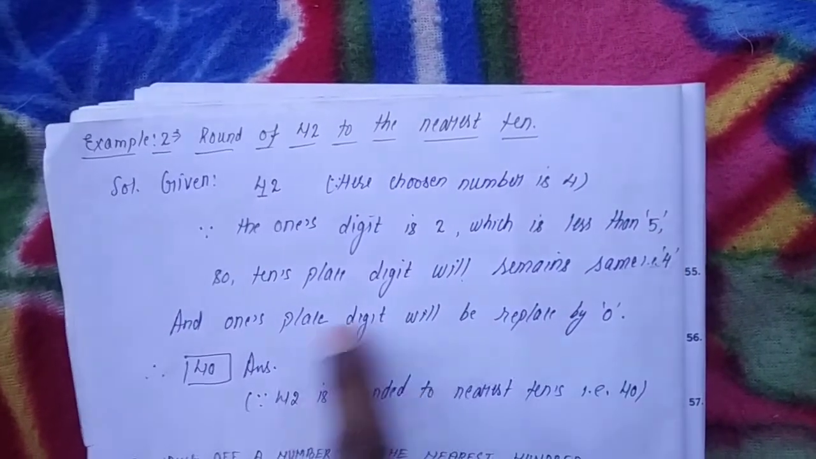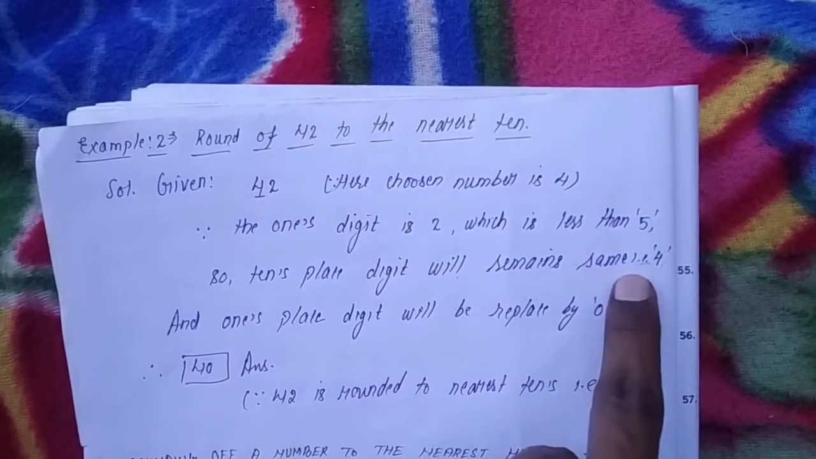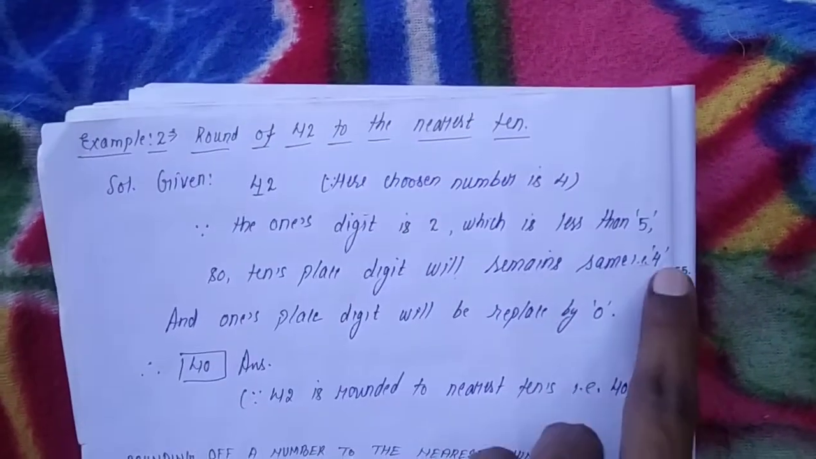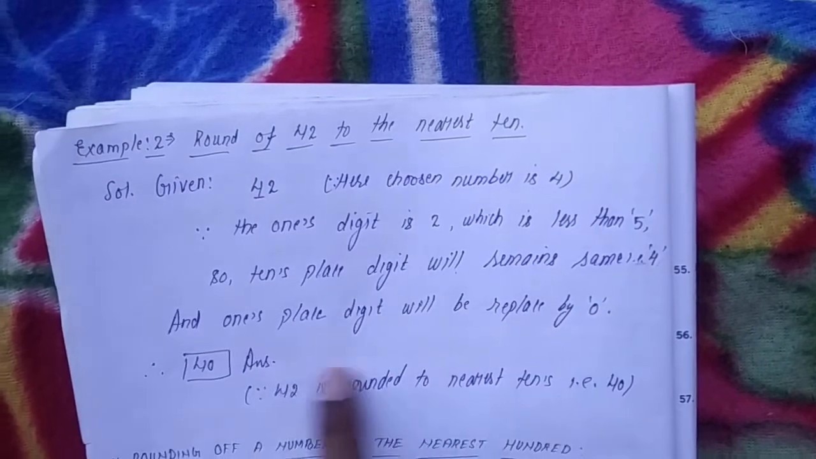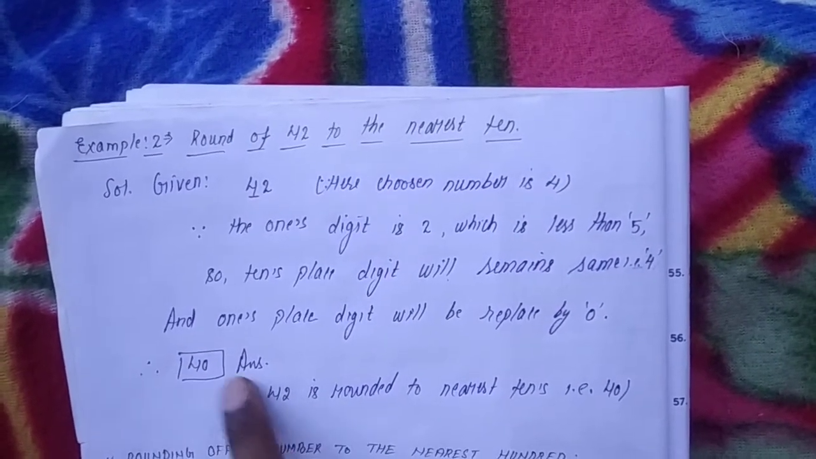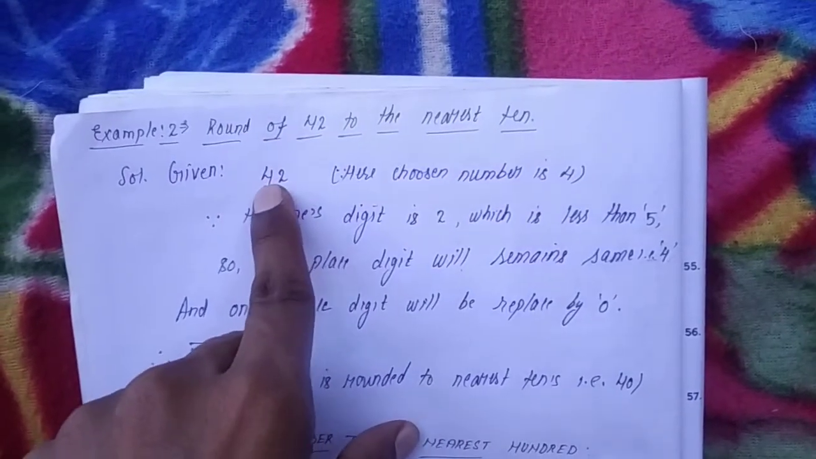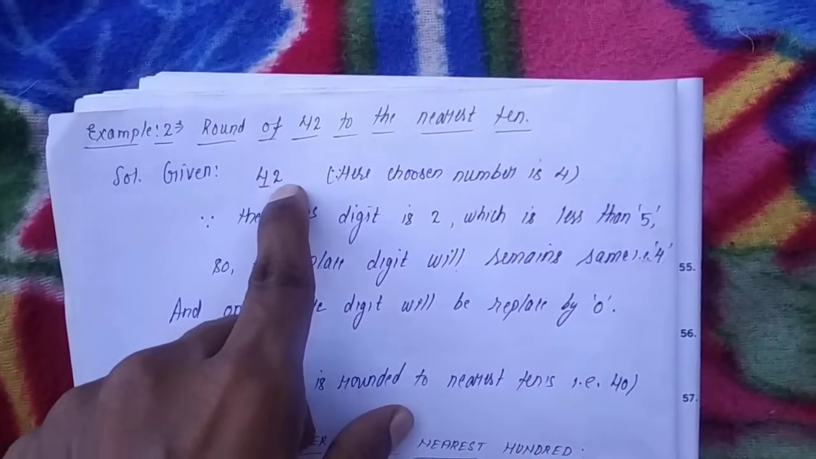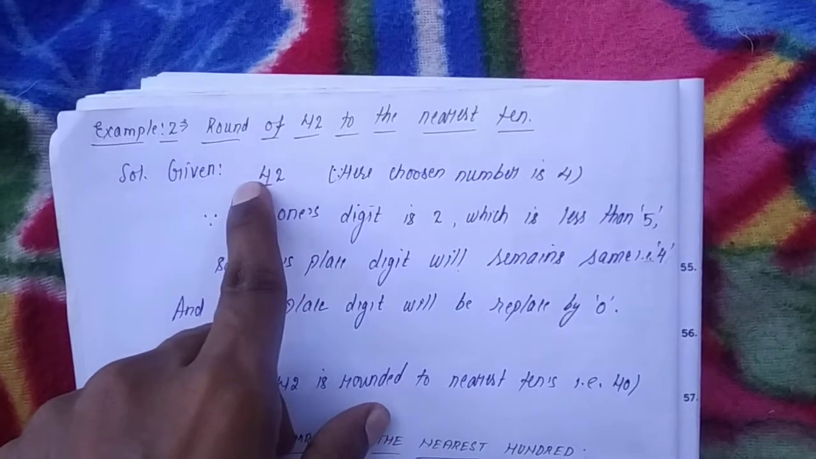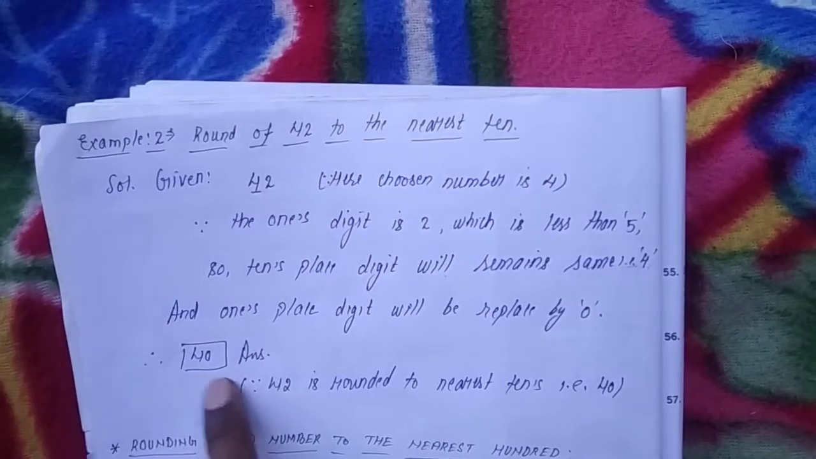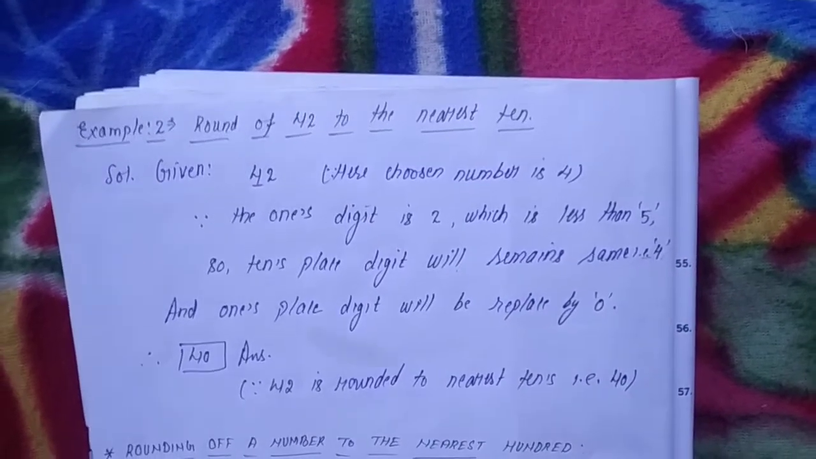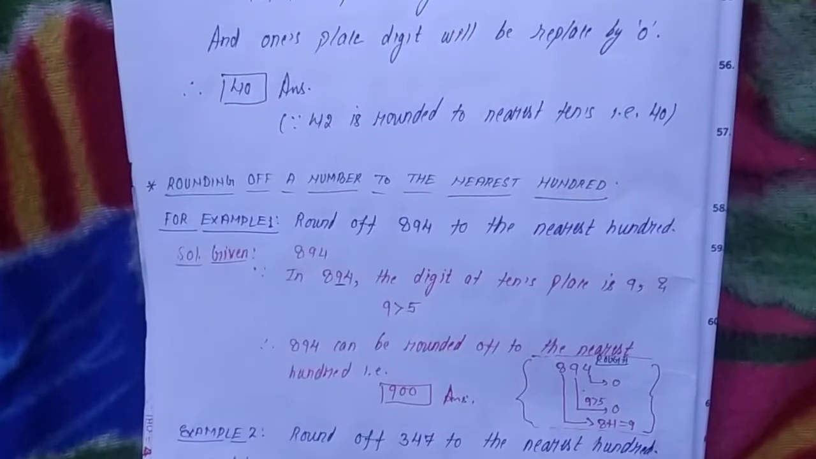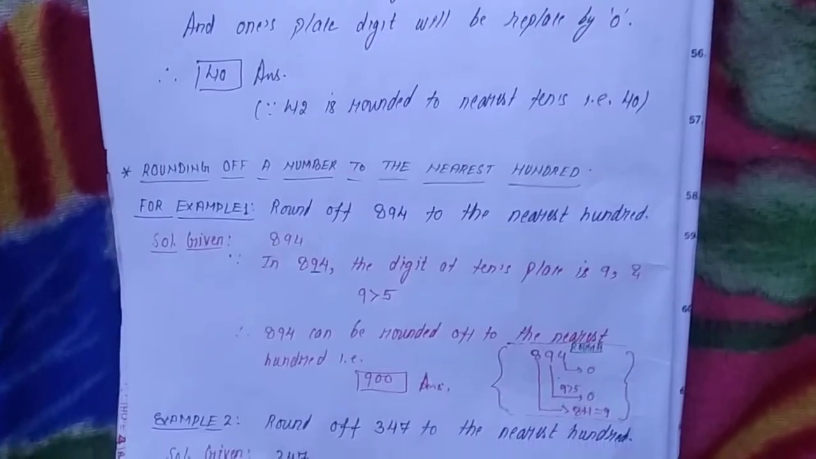That means the 10's place digit will remain the same, that is 4, and the 1's place digit 2 will be replaced by 0. So 40 is our answer, because the 10's place digit remains the same and the 1's place will be replaced by 0. So 42 is rounded to the nearest ten, that is 40. Now we will move to the other examples also.